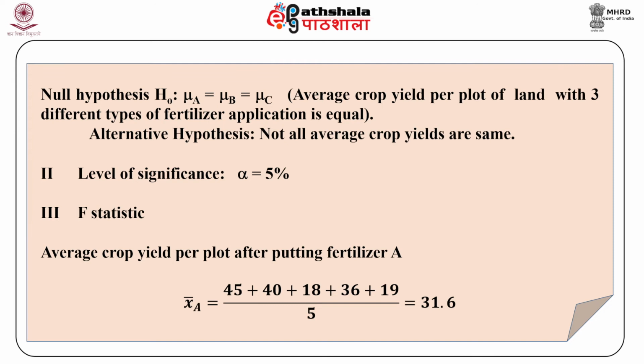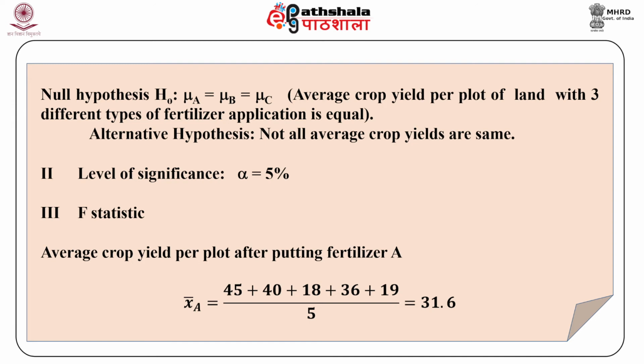The first step is to fix up the null hypothesis H naught, which in our case now is mu A equal to mu B equal to mu C, which means average crop yield per plot of land with 3 different types of fertilizer application is equal. The alternative hypothesis we have set up is that not all average crop yields are the same. The second step is level of significance. We have fixed alpha equal to 5%.